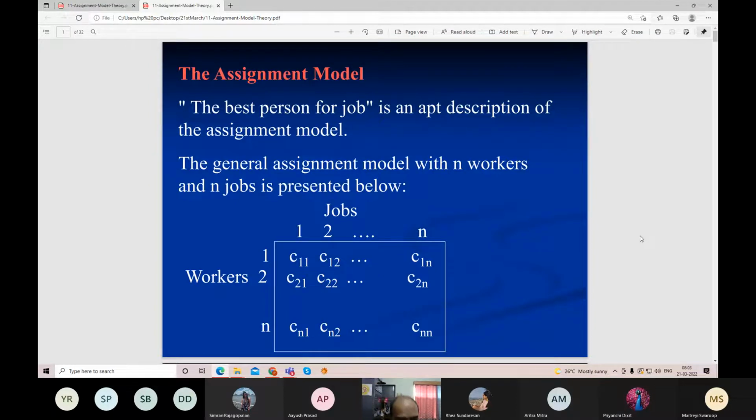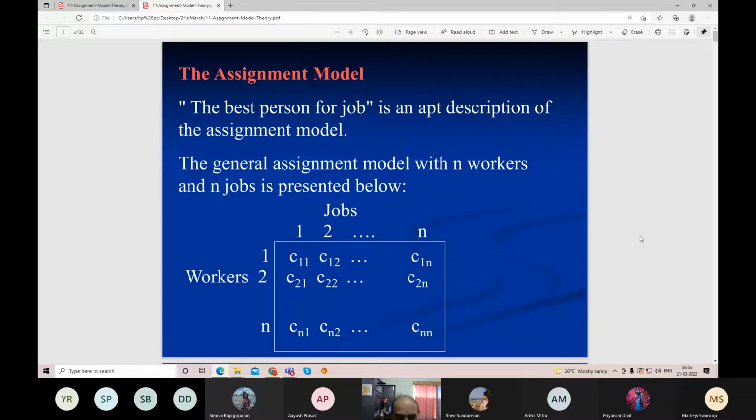Say we are interested to assign a job to a worker or to a machine so as to minimize the total processing cost or processing time. Generally, the cost is proportional to the time. So we say proportional to cost.